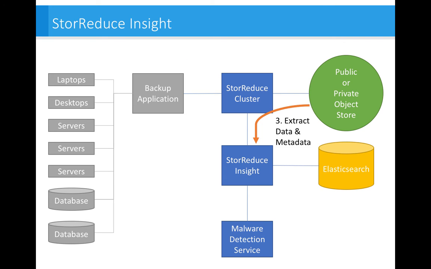StorReduce Insight scans your backups, extracts the data and metadata from the backup files. The metadata usually includes the file names of the individual files, information about who created the files, when they were last accessed, etc. The data is the contents of the file. It is extracted as an ephemeral stream of bytes. It does not have to be stored anywhere. In this example, the data is streamed into a malware detection service and scanned for viruses, worms, ransomware, etc.